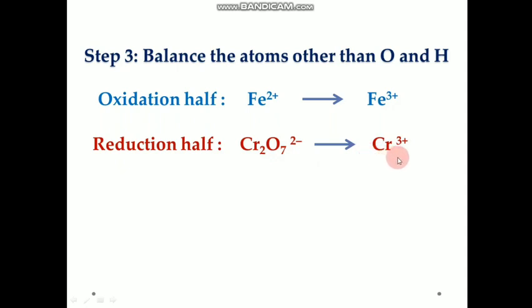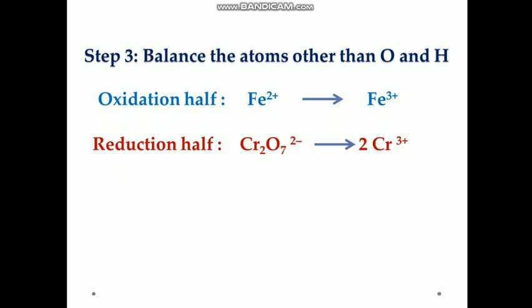We never reduce atoms in a reaction, we always multiply. So to make the same number of chromium on both sides, we are adding a 2 to this side. So now it is balanced. The oxidation half was actually balanced, and the reduction half we have also balanced now. That's what the third step is all about.